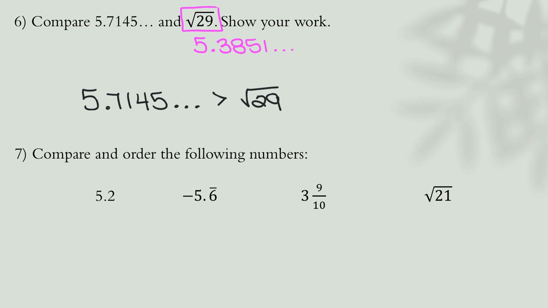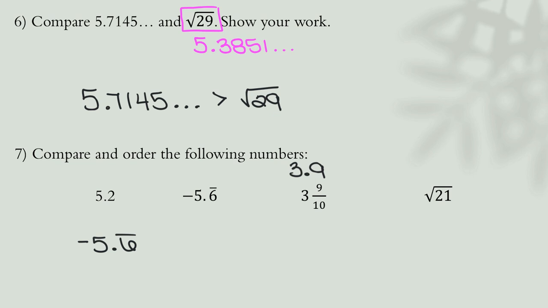All right, compare and order the following numbers on number 7. Which of those, just by looking at it, do we automatically know is the least amount? Okay, negative 5.6 repeated is automatically the first in our list because it's negative. We have 5.2. What will we do with the 3 and 9 tenths? Well, what's its decimal? 3.9. Okay, and we do know it's less than 5.2 even without doing that.